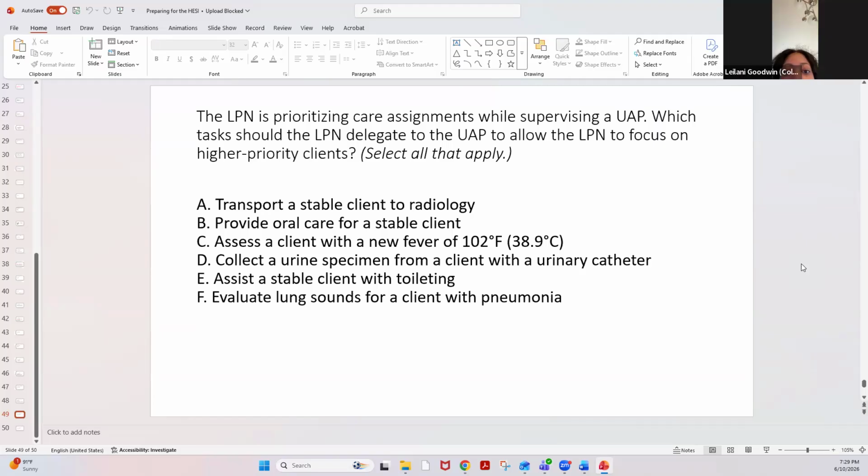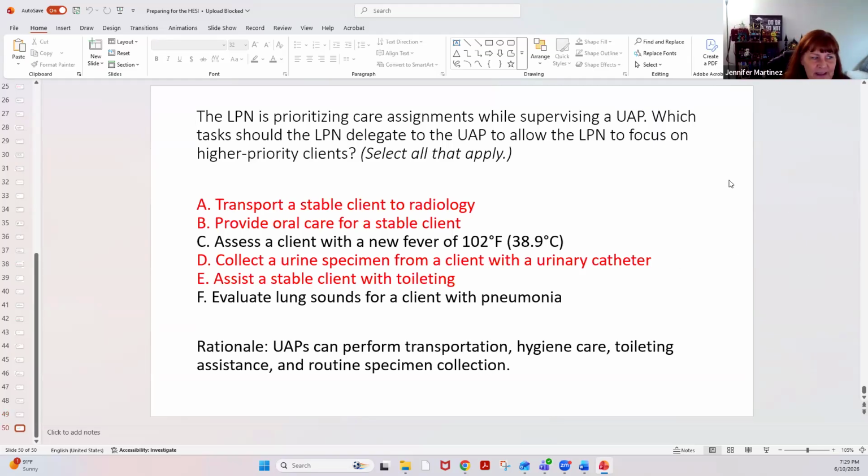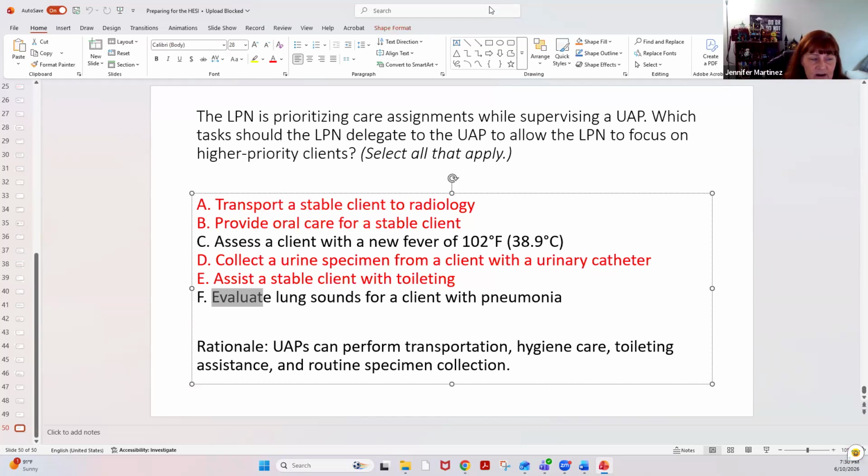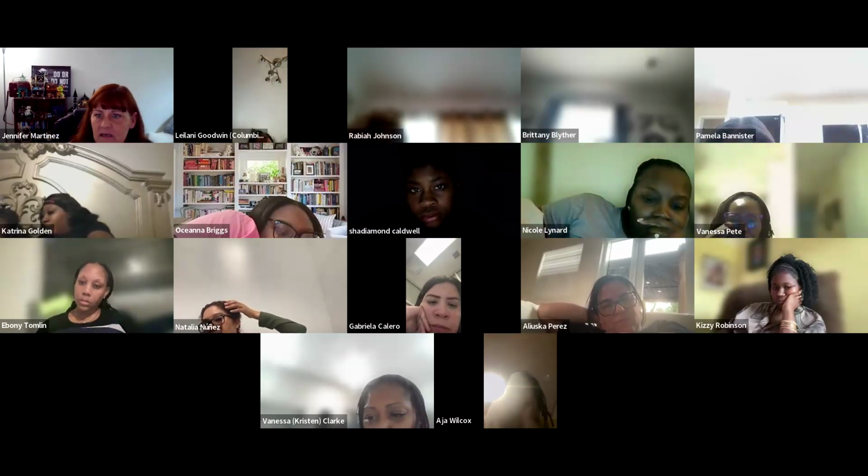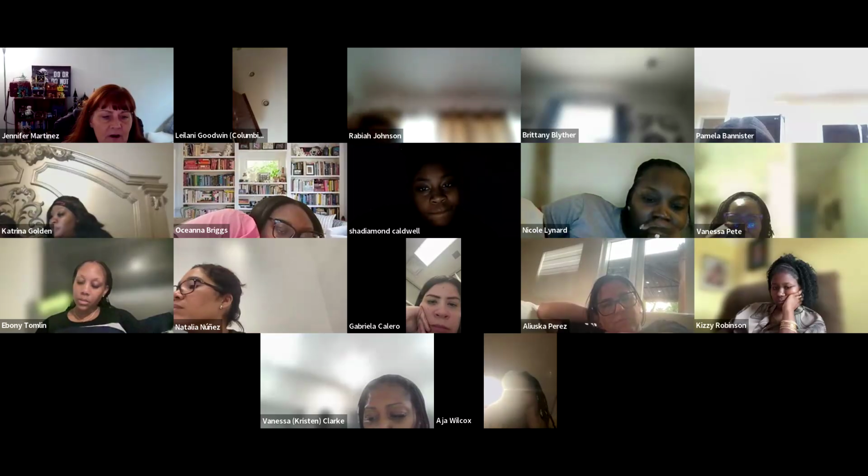I think they might do A, B, D, and E because they don't do C or F. Yeah, A, B, D, and E. Okay. All right. Absolutely. So transport that stable client, provide the oral care for a stable client, collect a urine specimen, assist a stable client with toileting. They cannot assess, they cannot evaluate. Awesome. You guys did awesome. I'm so proud of you guys. Awesome, awesome, awesome. All right.